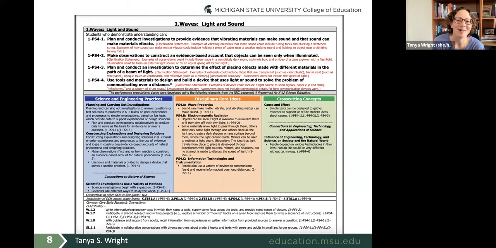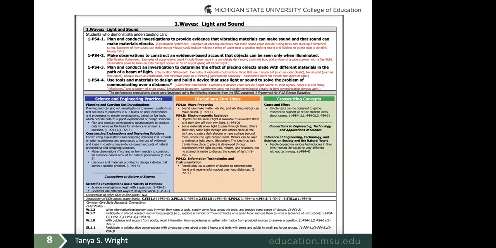So in this case, for waves, light, and sound, we want kids to plan and conduct investigations to provide evidence that vibrating materials can make sound and that sound can make materials vibrate. We want kids to make observations to construct an evidence-based account that objects can be seen only when illuminated. So you know how kids think you see because light flies out of your eyes. No, there has to be an external light source. So that's what they have to learn.